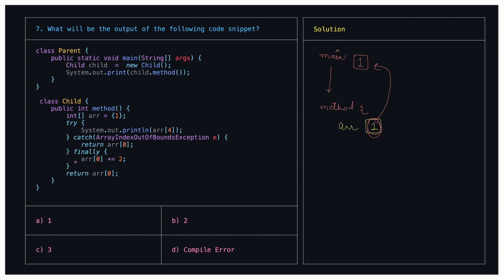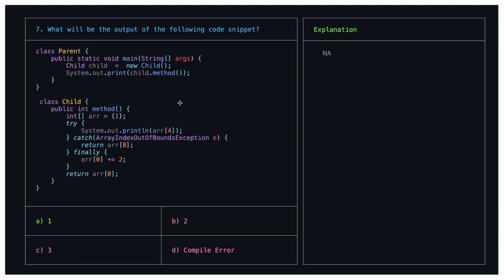Yes, there is a finally block, and the finally block says update ARR 0 by 2. So that means ARR 0 will get updated to 3. It will get updated to 3. And now the execution of this function has been completed. But is there any effect on this returned value? No, because we returned the value, right? So the value will be 1 and this 1 will get printed. So the correct option will be A, which is 1 as a value.